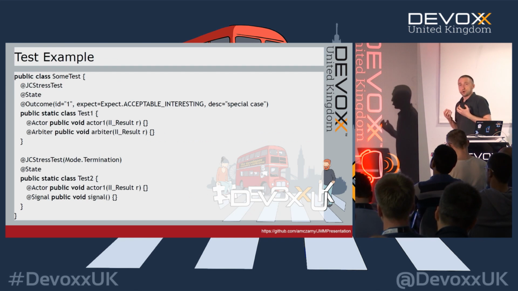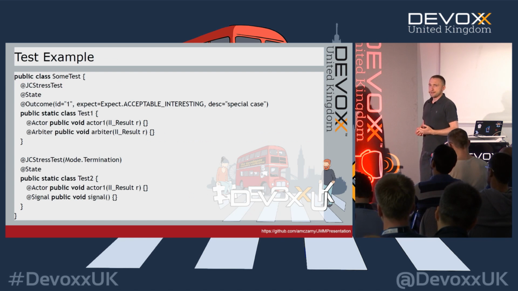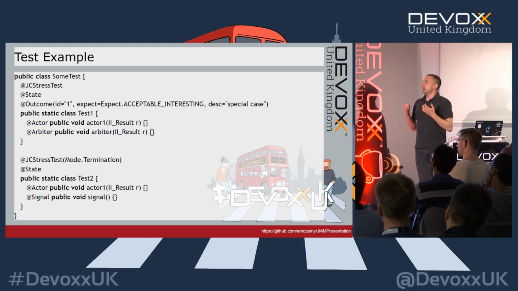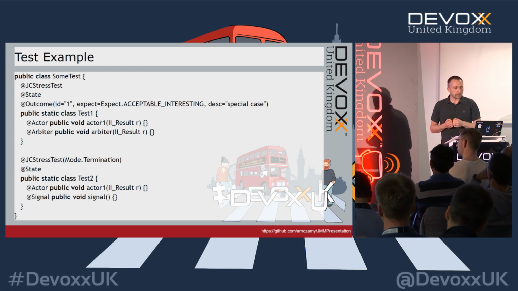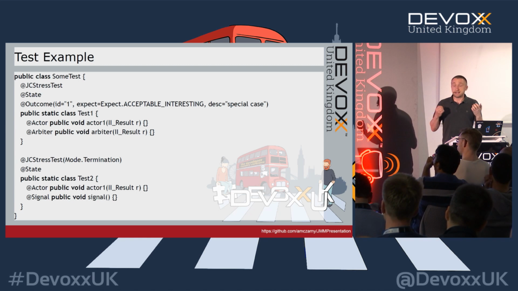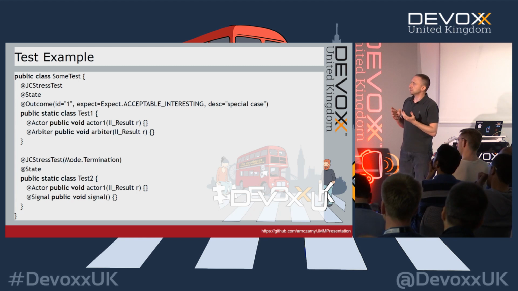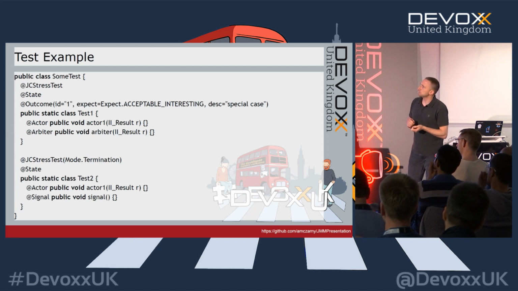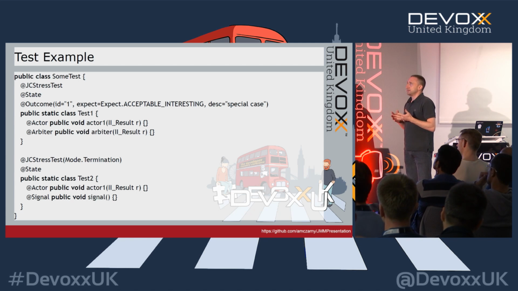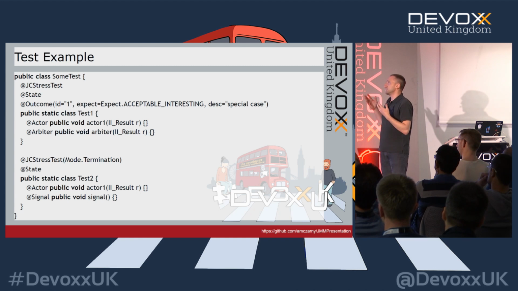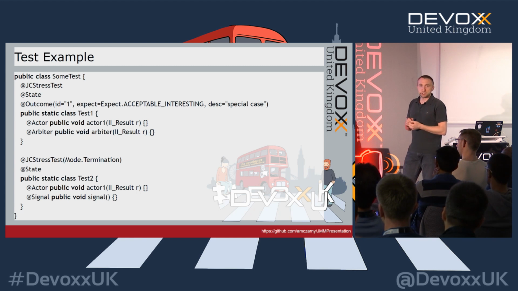And if you want to create your own tests, that's quite simple. The framework is just annotation-based, so you add the JCStress test annotation on top of your class, then add state, because it will contain some state, and you can also add an outcome, and that's our assertion. So in that case, we are assuming that we will get 1, and then it's expected, it's acceptable, interesting. It can be forbidden or just acceptable, and you can add some description.